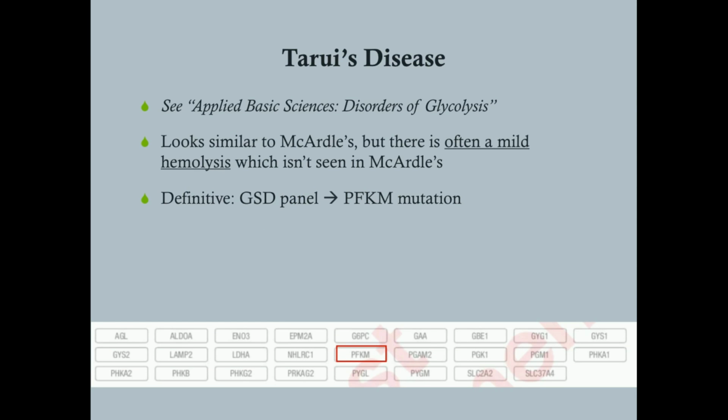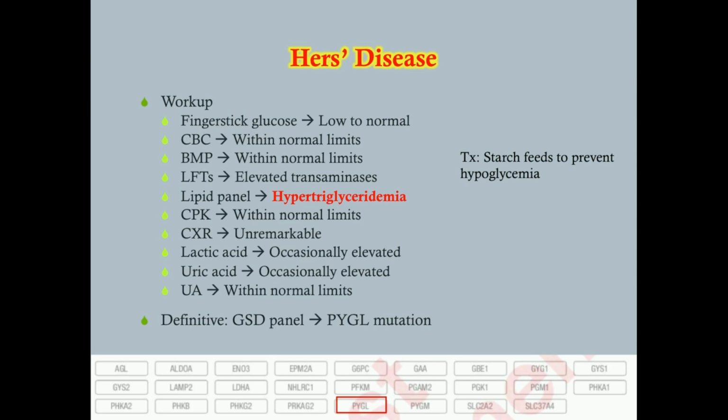Okay, and I should add, Hers disease tends to improve with age. So this is not as severe of a problem. It's not as poor of a prognosis as von Gierke's.